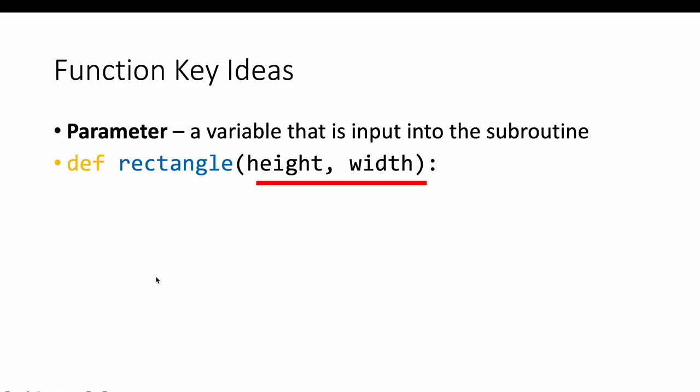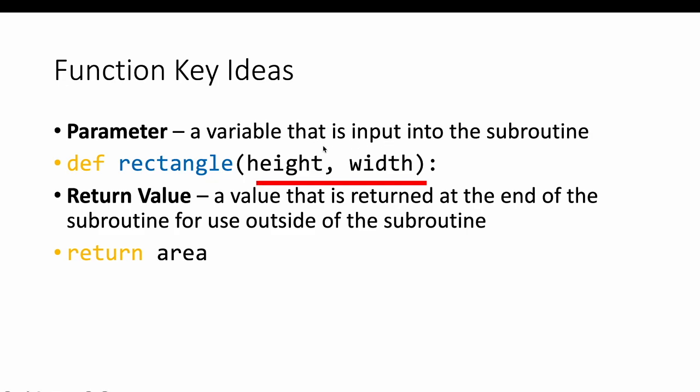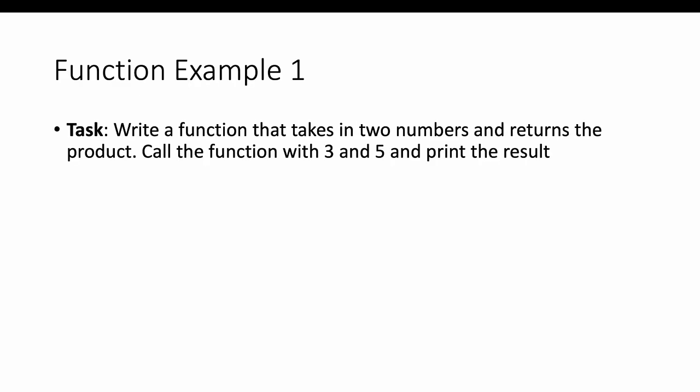We've previously looked at parameters, which are the variables we put into the subprogram. Return values are the value that's returned at the end so that we can use it outside of the subroutine. It will be the last line in your function, because as soon as you return something, the function ends. Even if there were lines of code after that return, the function will end and those lines won't be run. So let's look at some examples.